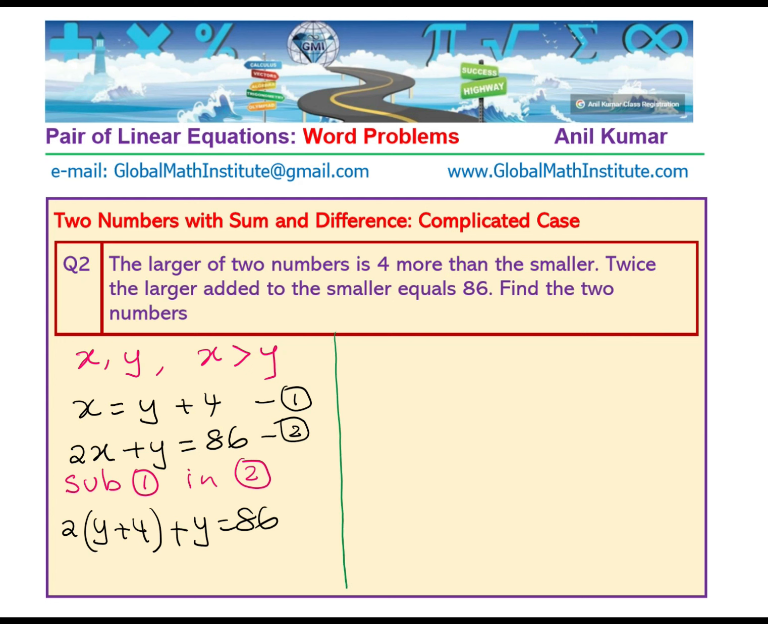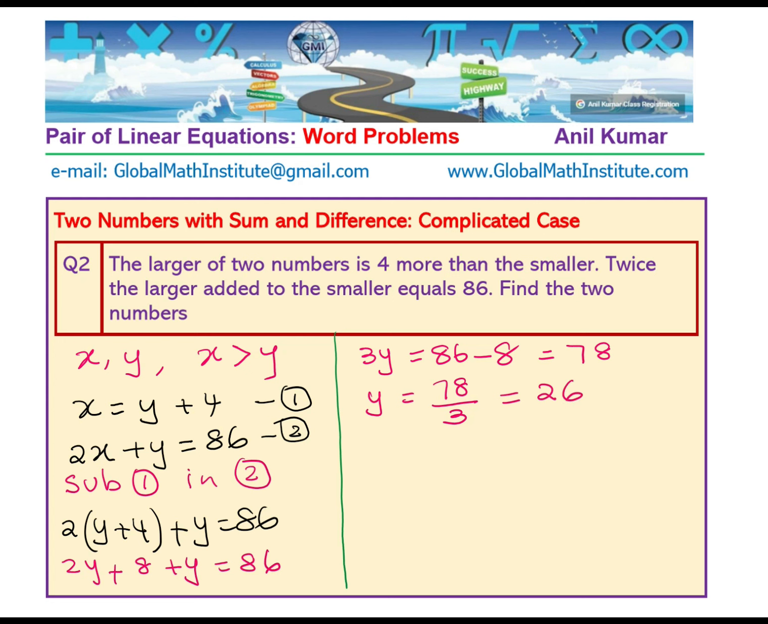Correct? Great. So apply the distributive property: 2 times y plus 2 times 4 is 8, plus y equals 86. And 2y plus y is 3y, so 3y equals 86. Take the 8 to the other side. So we got 3y equals 86 minus 8, and 86 minus 8 leaves us with 78. So y is equal to 78 divided by 3, which is 26. So we have the value of y as 26.